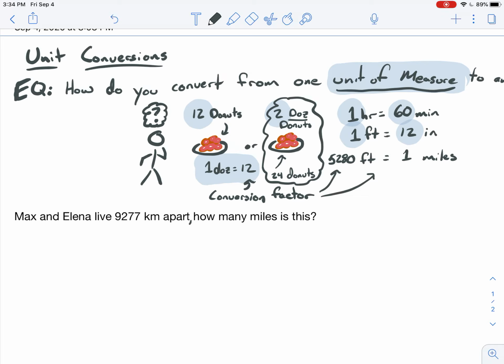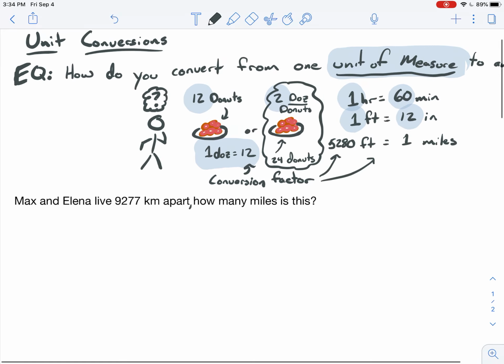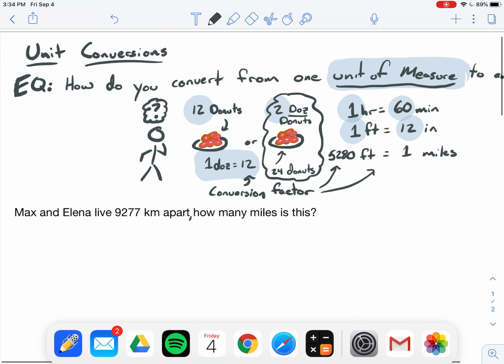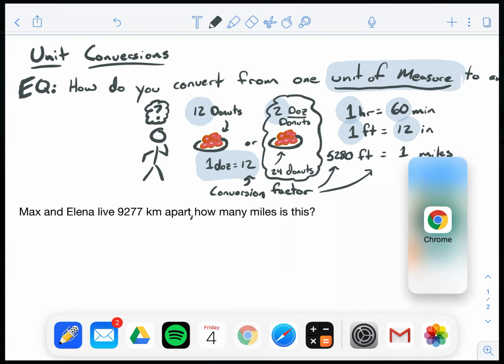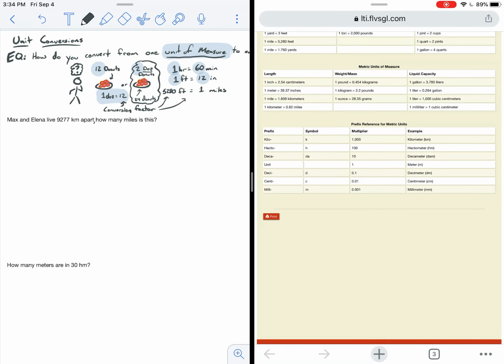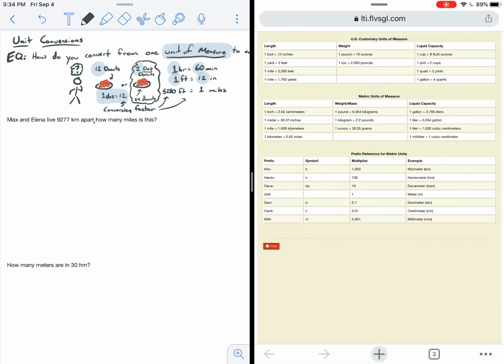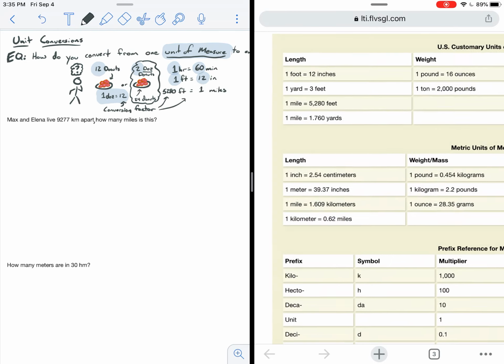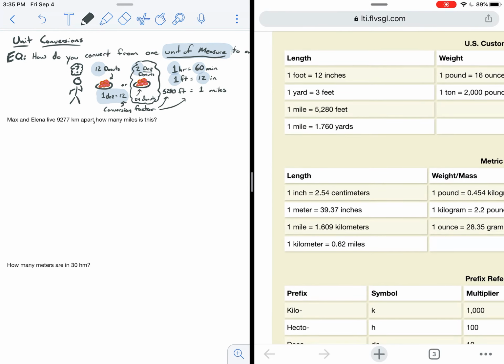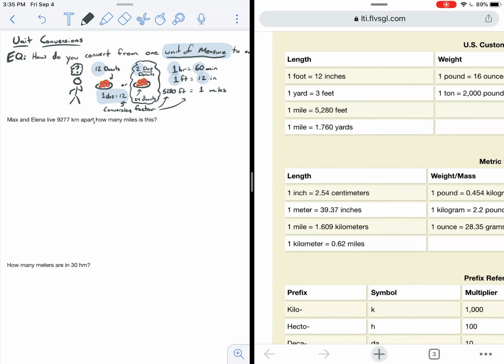I tried to pick ones here in the beginning that you're probably familiar with, but maybe not a lot of us know how to convert from kilometers to meters. So if you don't just know it off the top of your head, you're going to have to look it up. A lot of problems will give you the conversion factor, or they'll give you a chart, which you can get in our course, and it's got a lot of common conversion factors. So if we take a look there, 1 foot is 12 inches, 1 yard is 3 feet, 1 mile is 1,760 yards.